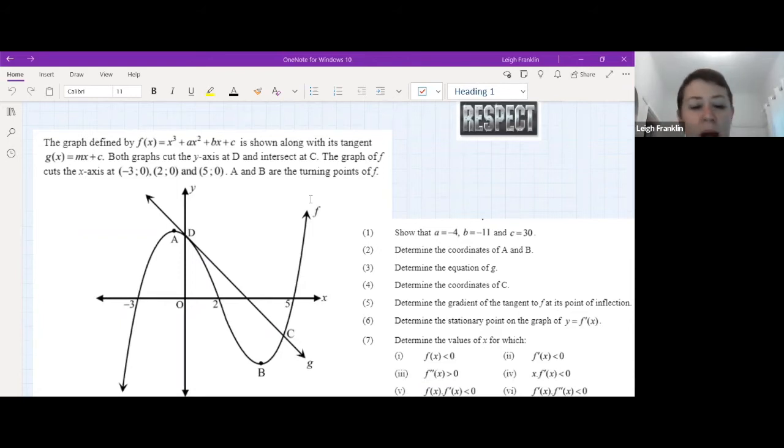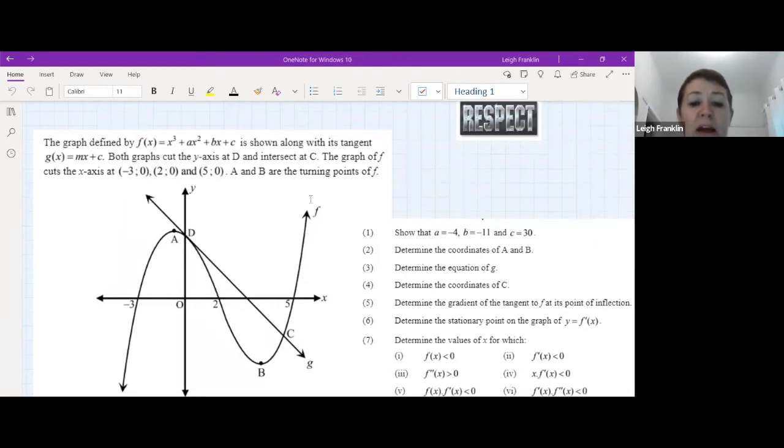In our CAPS syllabus, we don't verify. We prove or we show that, but we don't verify. So you cannot sub that information in. You have to work out those answers like you didn't even know that they were the answers. Which is the first thing that I want to make clear to you.